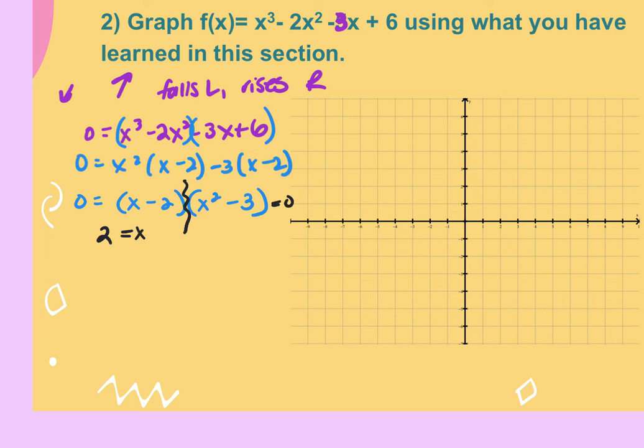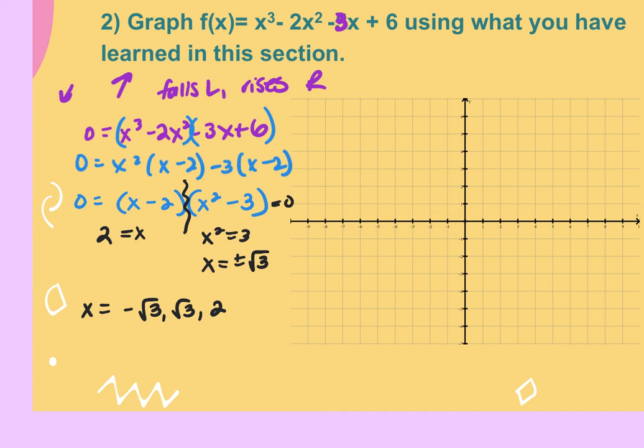Do we get square root 3? So you're going to get x squared equals 3, and x equals plus and minus the square root of 3. So there are 3 answers here: negative square root 3, positive square root 3, and positive 2. Do any of them occur more than once? No, which means the multiplicity on all of them is just 1, which means it's going to cross through each of those points. When I go to graph these, I'm going to approximate.